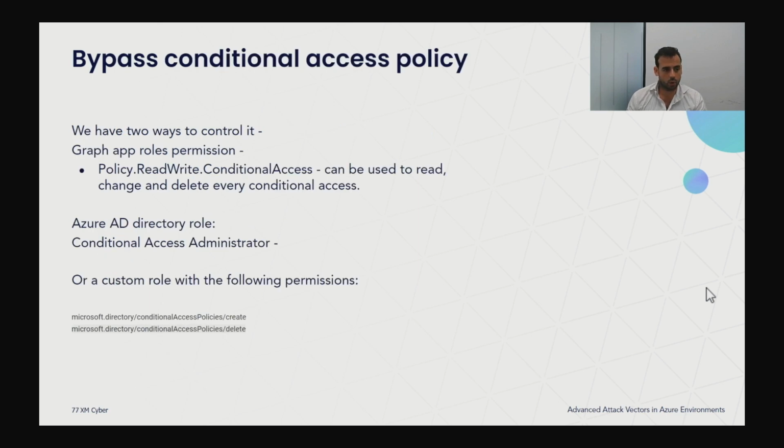Same as PIM, we have two ways to control it. We have the Graph upload permissions, which will let you read, change, and delete every conditional access policy. In addition, there are two different roles: the Azure Active Directory role called Conditional Access Administrator, or a custom role with the following permissions that will let you change, delete, or create new conditional access policies.